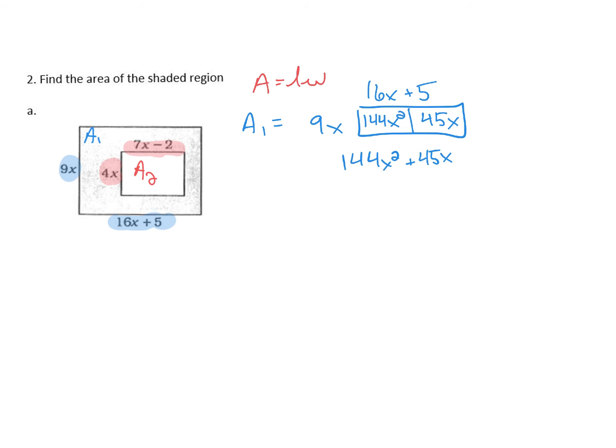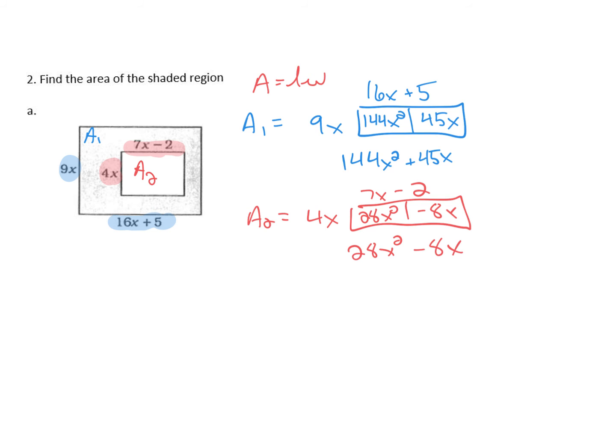When we look at the area of rectangle 2, that's just going to be our 4x times 7x minus 2. So we got 28x squared minus 8x.